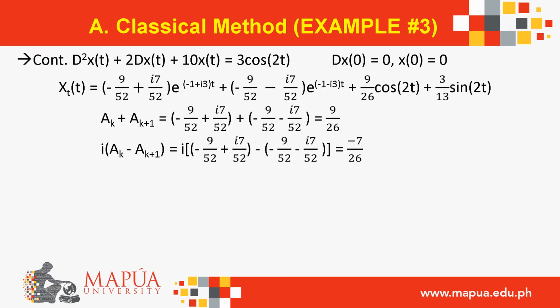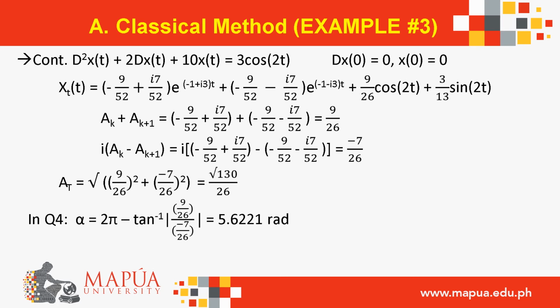For the continuation, we will get a total by adding both a sub k plus a sub k plus 1. Given the values of a sub k and a sub k plus 1, we will now isolate the imaginary part and the real part of the equations. Applying the formula given in the initial slides of the PowerPoint presentation, a sub t or a total is equal to the square root of (9 over 26) squared plus (negative 7 over 26) squared, obtaining a value of the square root of 130 over 26. For our angle, alpha will be equal to 2 pi minus arctangent of (9 over 26) over (negative 7 over 26), equal to 5.6221 radian.